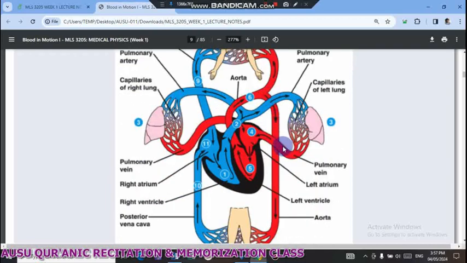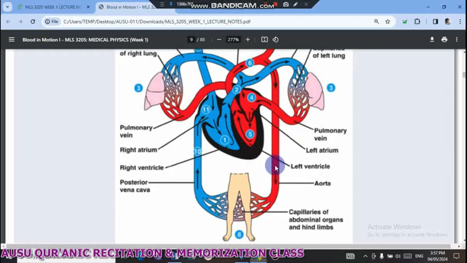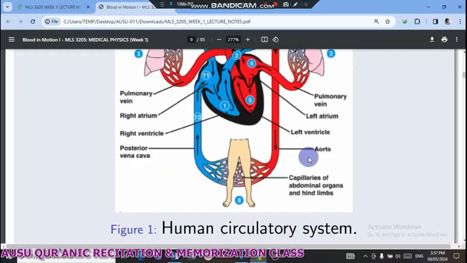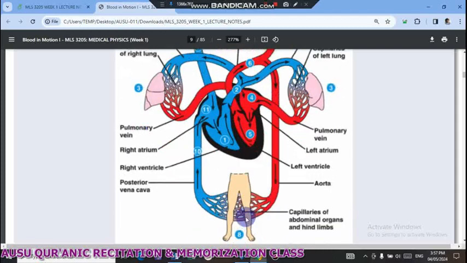And then the remaining part will go down. You see it's still the aorta, going down to the capillaries of abdominal organs, meaning organs of the stomach and the hind limbs. Now after exchanging here, it goes up without the oxygen, because the oxygen from the abdominal organs and the hind limbs gets used up. So you have the blood without oxygen coming back to the heart through the right atrium.